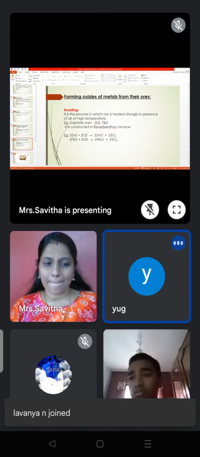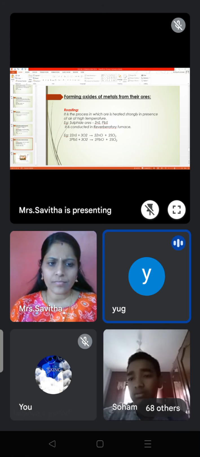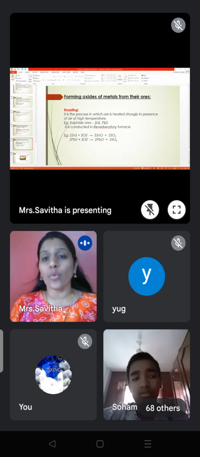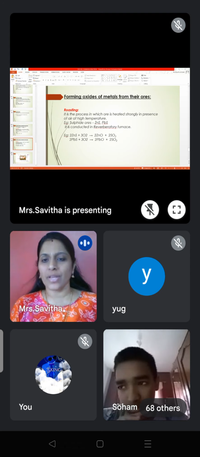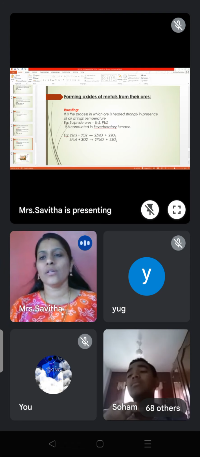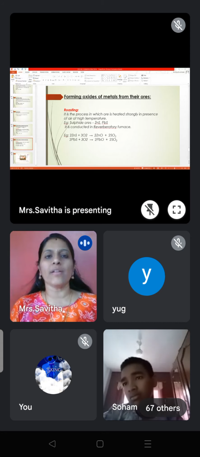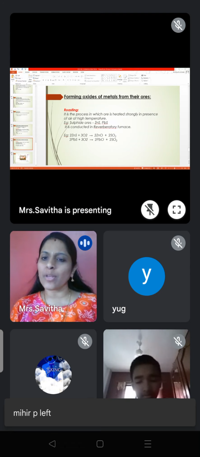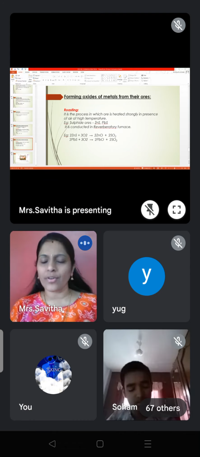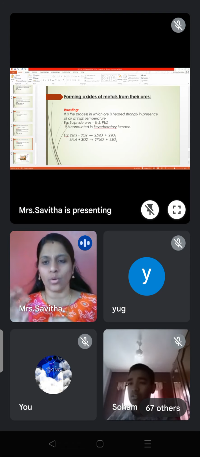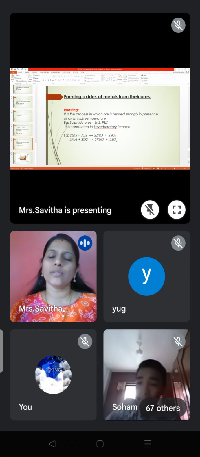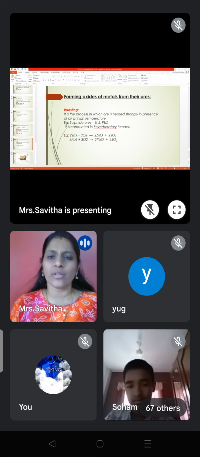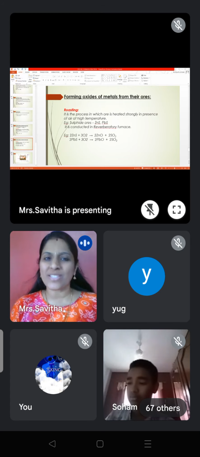One doubt: are both done in a reverberatory furnace only? No. Whichever type of ore we take and whichever extraction process we follow, the apparatus will differ. If you go for aluminium extraction, it is totally different. If you go for iron ores like hematite, what you use is different. For every ore the requirement is different.